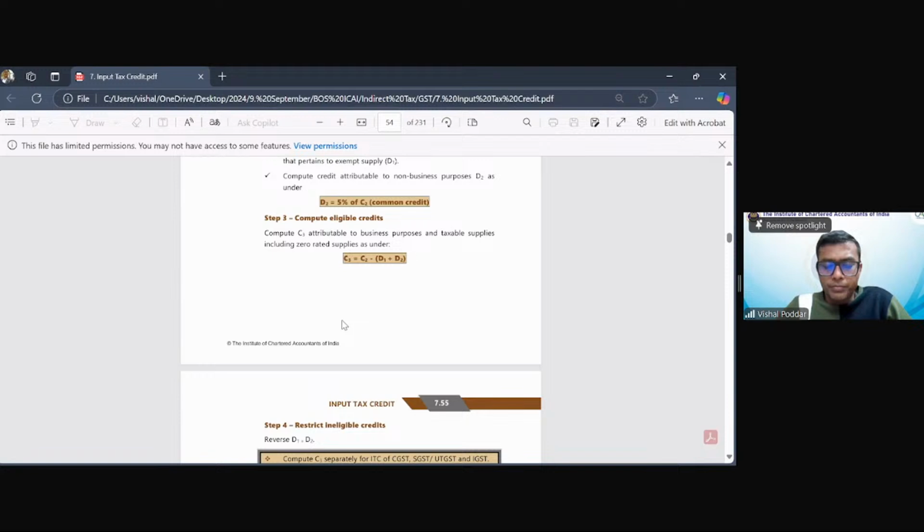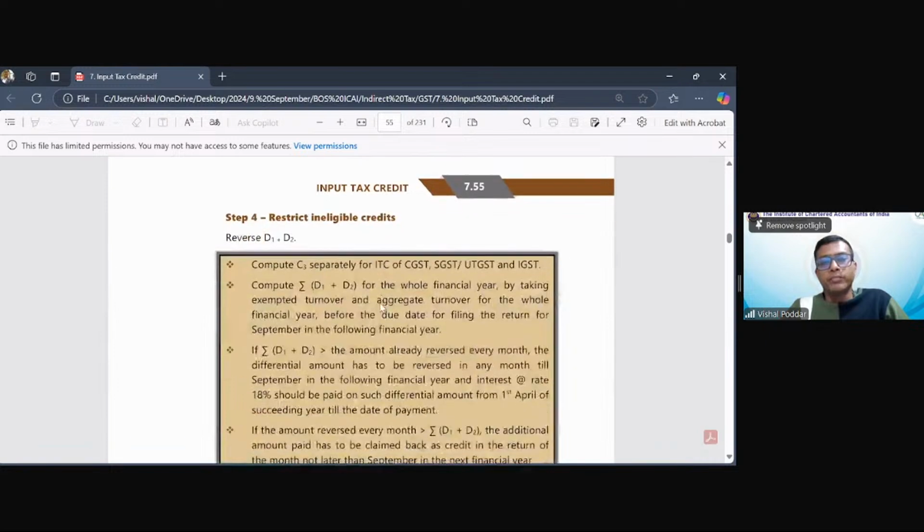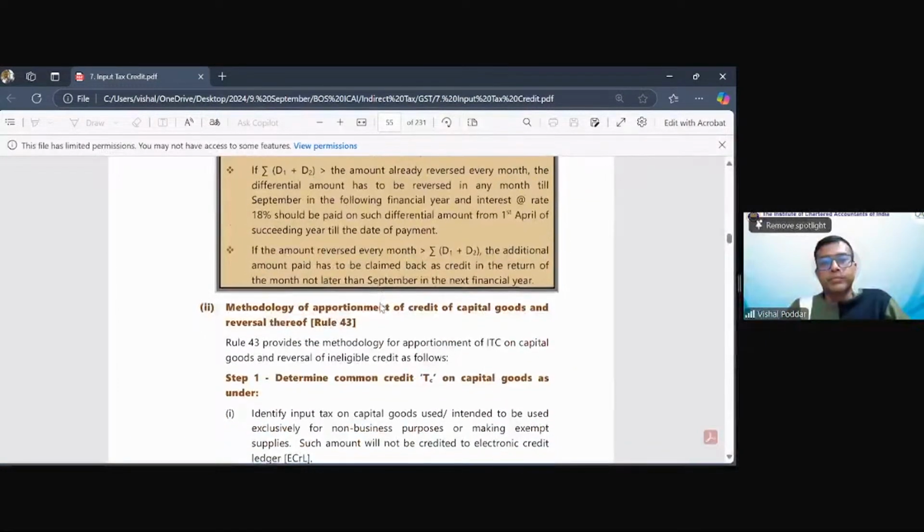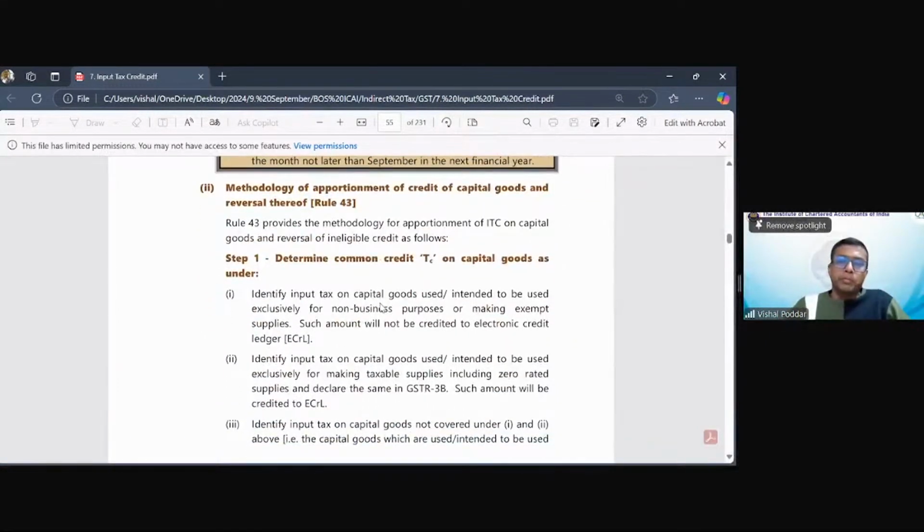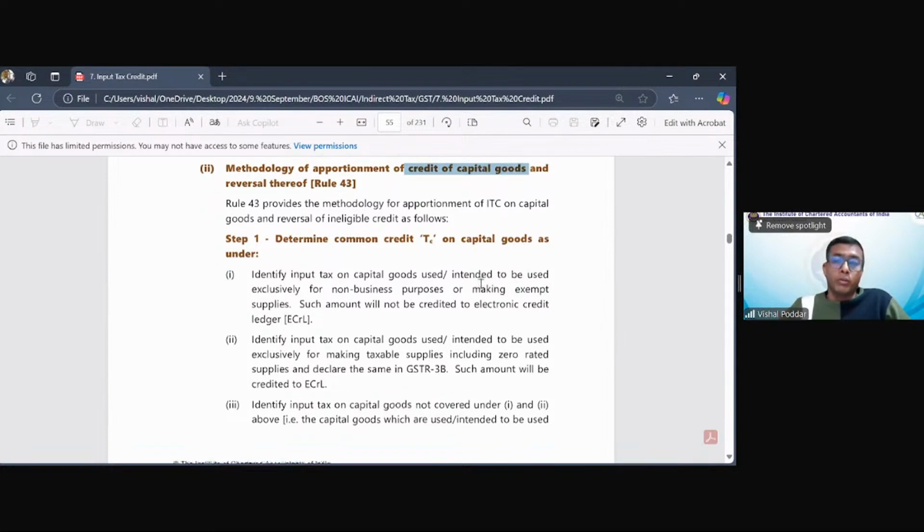Students, great. Very good. This is one of the most technical calculations of the GST law. Okay. Now, if you understand this, let us also understand 43, which deals with how to find out common or proportionate ITC of capital goods.